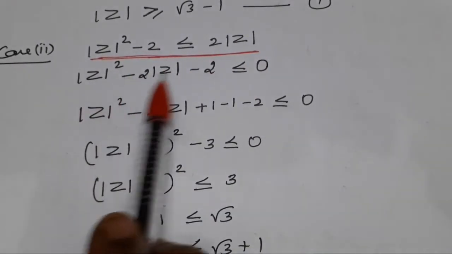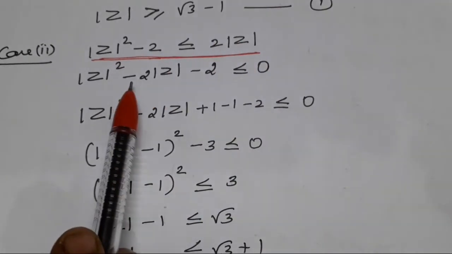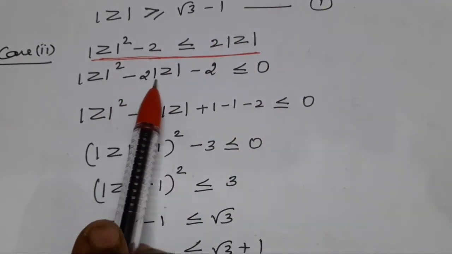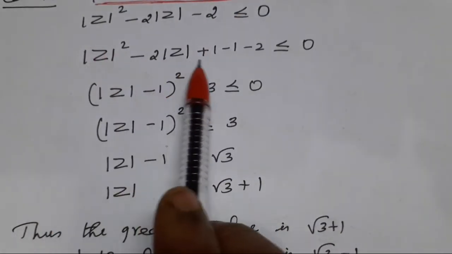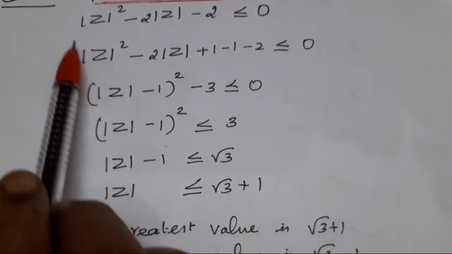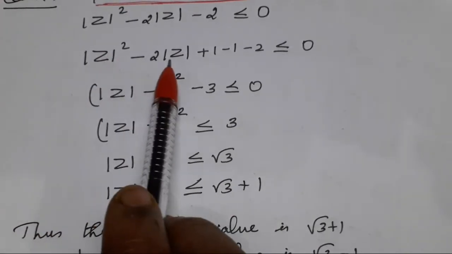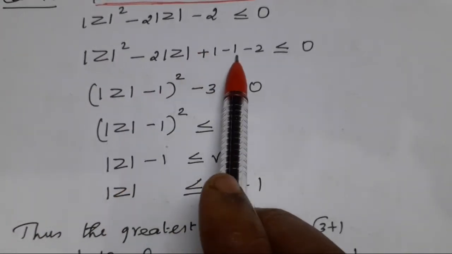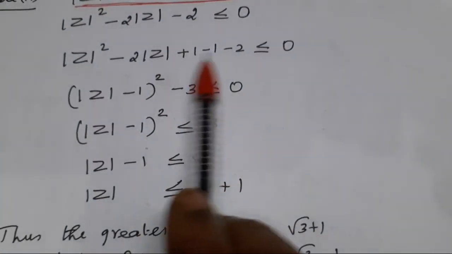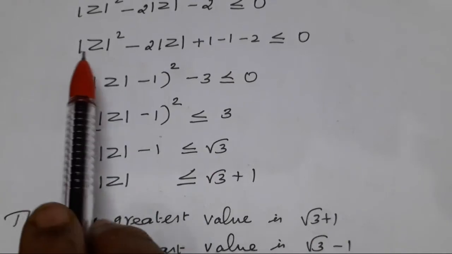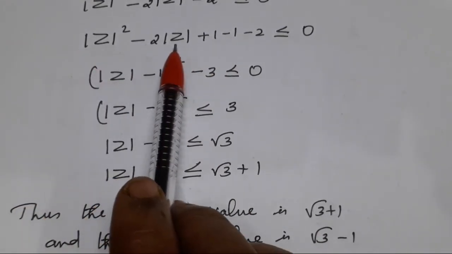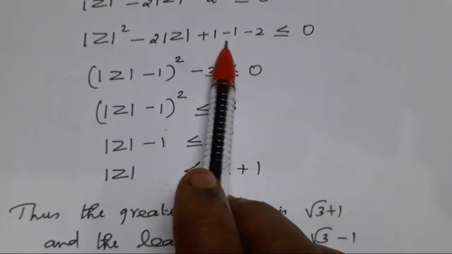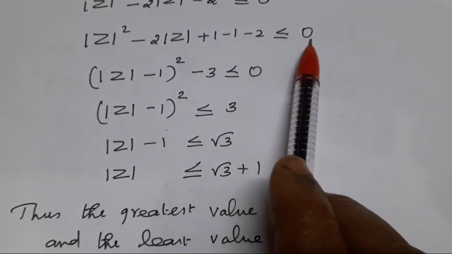Now, modulus of z square plus 2 into modulus of z minus 2 less than or equal to 0. This is again the same step, add and subtract. Modulus of z square minus 2 into modulus of z, add and subtract 1. What do we do in case 1? The same step, add and subtract plus 1. So, modulus of z square minus 2 into modulus of z plus 1 minus 1, again already having the minus 2 less than or equal to 2.